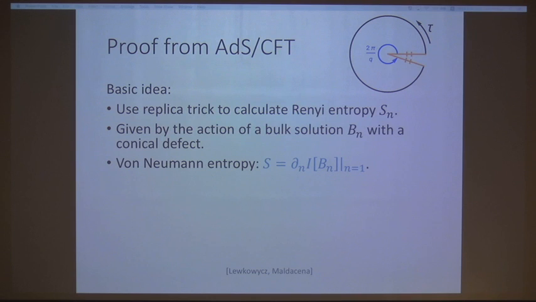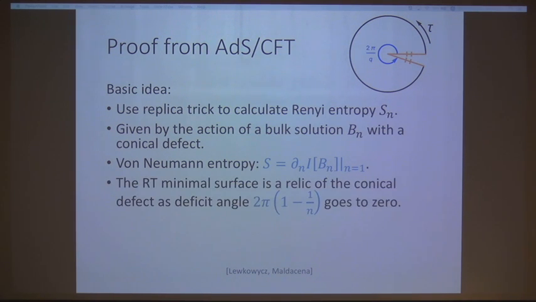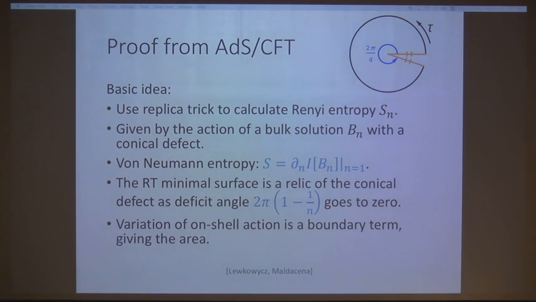And the von Neumann entropy can be calculated by the derivative of the on-shell action with respect to n at n equals 1. So the point here is that after we use the prescription on the second line using the bulk solution with a conical defect, we can now analytically continue to arbitrary n. n is no longer required to be an integer. The basic idea is the minimal surface that we should get in the RT prescription is simply a relic of the conical defect when the conical deficit angle goes to 0. And the conical deficit angle does go to 0 as n goes to 1. And finally, we need to get the area. So to get the area, we simply do this variation of the on-shell action. Because it's on-shell, it's only a boundary term. The boundary term happens to be the area. So that completes the proof from AdS/CFT.